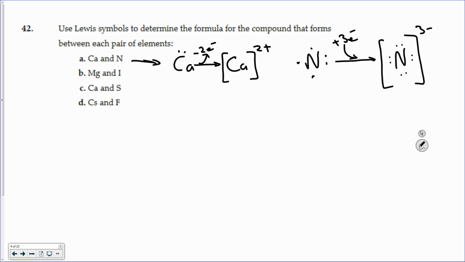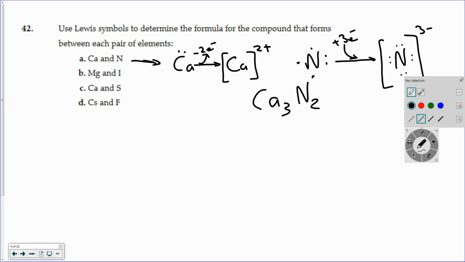Okay, and we can think about it the same way we did the crossover rule with the charges. So that means it's going to take 3 calciums to come up with those 6 electrons and 2 nitrogens to accept those 6 electrons. Electrons lost have to equal electrons gained. Right? If we look at one of the other ones, that's the hardest one in the group.